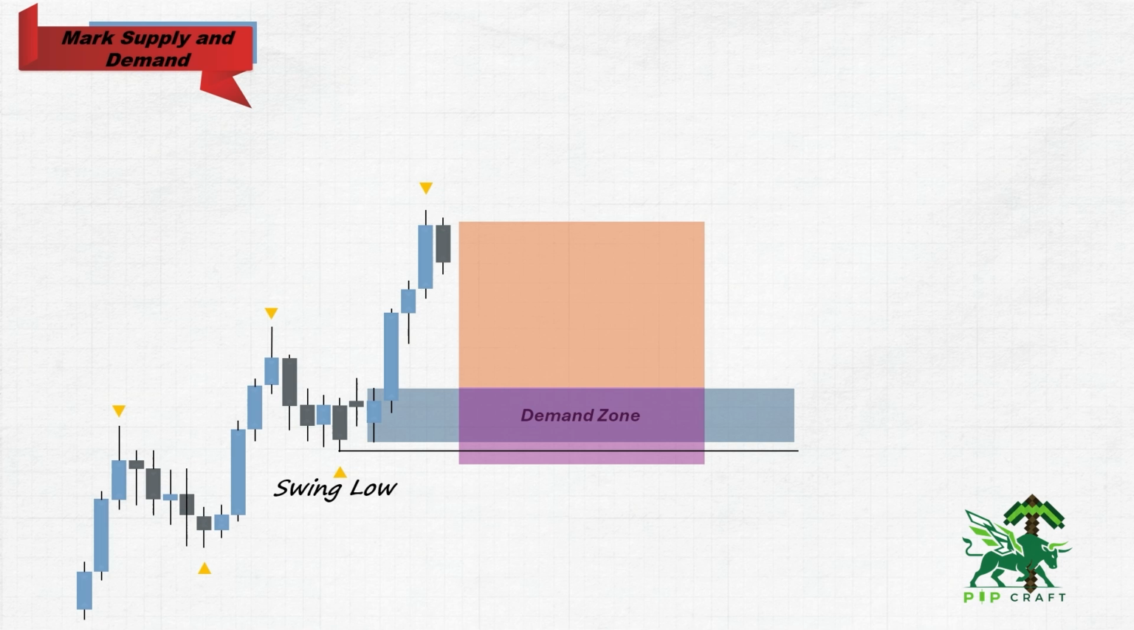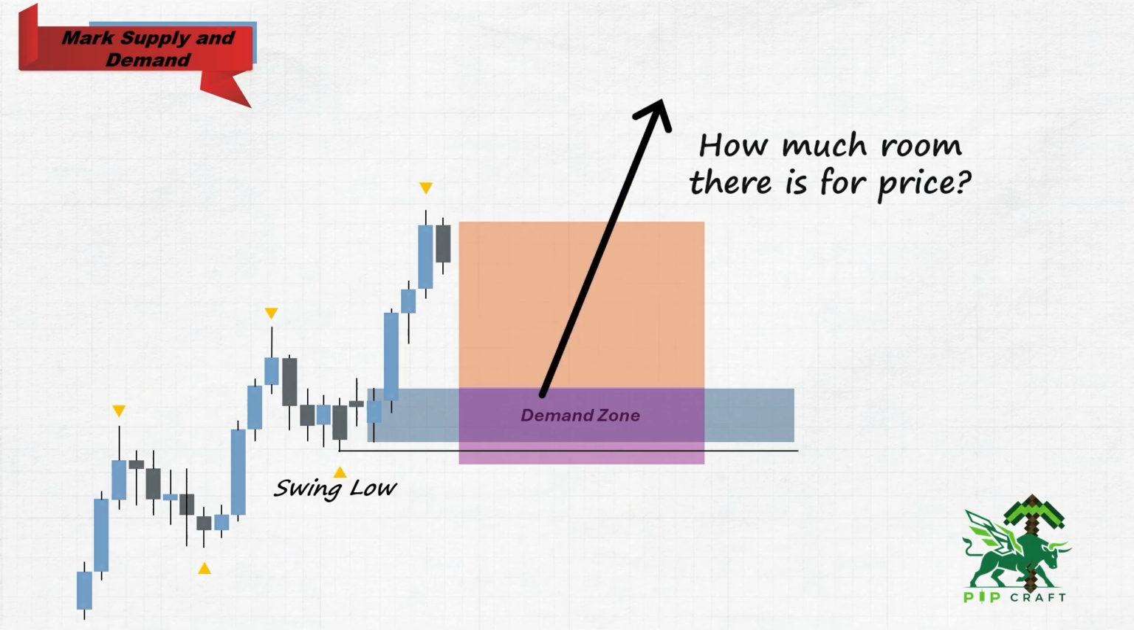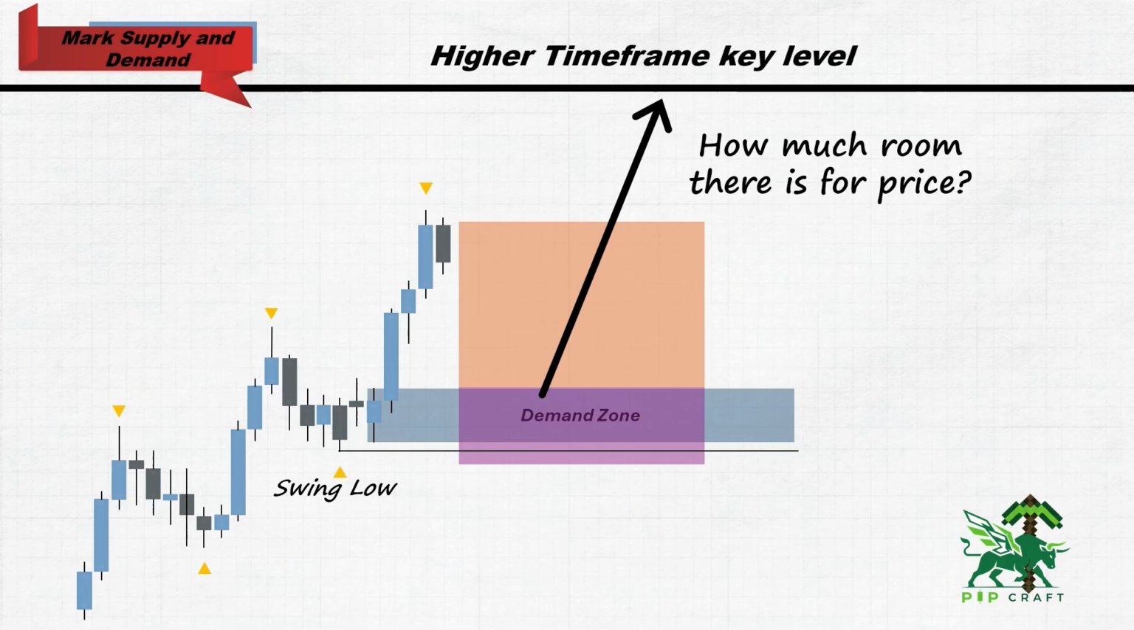For take profit, you can target the next significant level ahead of price. But before making the trade final, there's one important thing to check. How much room does price have before reaching the next key level on the higher time frame? For example, imagine if we zoom out to the higher time frame and see that price has plenty of room before hitting the next key level. So entering the trade makes sense.